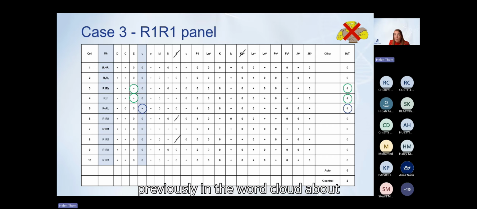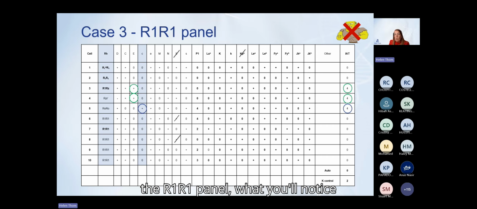Someone did mention previously in the word cloud about compound antibodies, and if I can, I'll try and briefly cover those the next time. But they can also be used to identify compound antibodies as well. So that is how we do that, and we can actually get rid of exclusions. For this one, we can get rid of anti-big S because we'll have some homozygous little c negative, big E negative cells on there. And we can also exclude anti-KPE.